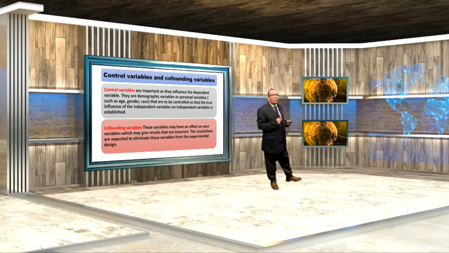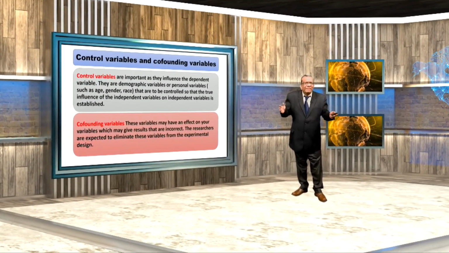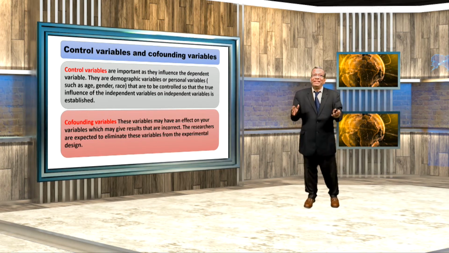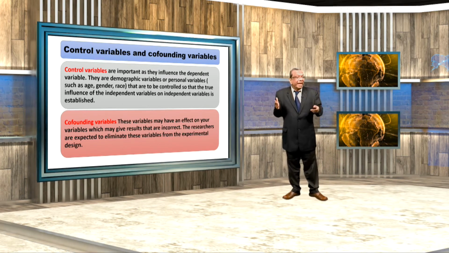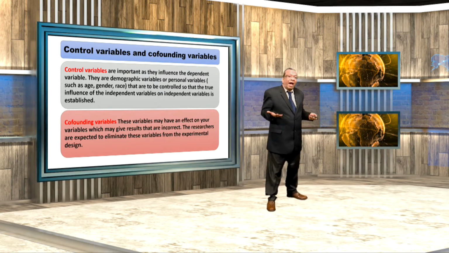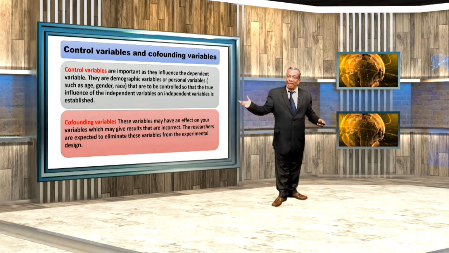Now, the next and most important thing is confounding variables. These variables may have an effect on your variables which may give results that are incorrect. The researchers are expected to eliminate these variables from the experimental design. So many times you will find these confounding variables affecting your results. Your job is to find out those confounding variables and remove them.